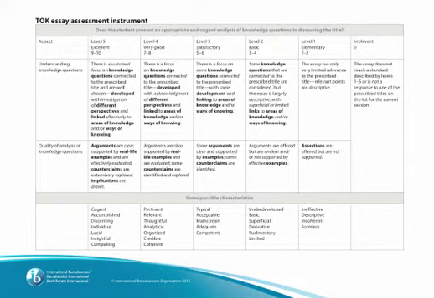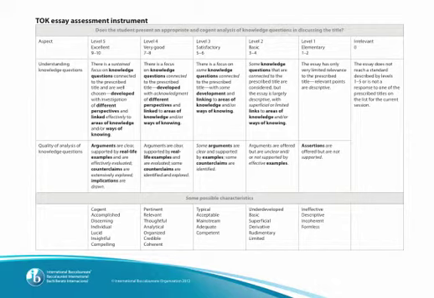At the top you will see the question: does the student present an appropriate and cogent analysis of knowledge questions in discussing the title? This question underpins the global impression judgment of the essay. The instrument then identifies two key areas on which a judgment is made: understanding of knowledge questions and quality of analysis of knowledge questions. Although these two aspects are identified separately, they are integrated together into 5 levels of performance. In this way, the examiner makes a holistic judgment on the essay as a whole, rather than treating these two aspects as two separate criteria.